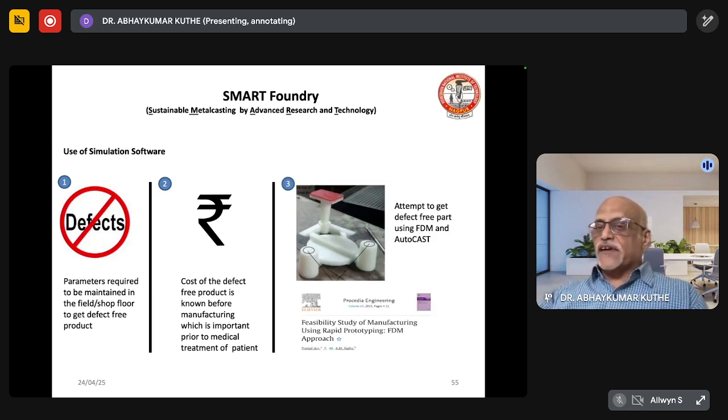And number three, attempt to get the defect-free product using FDM and AutoCast. As I already mentioned to you, you may get to the pattern making, or maybe you can get the methoding done completely using 3D printing, and ultimately get it mimicked on the shop floor also. One paper you can always go through is the feasibility study of manufacturing using rapid prototyping FDM approach, written by myself and one of the IIT students. It is available, where we have shown how it will be possible to get a defect-free product directly using FDM. Okay, so this is about the use of simulation software.